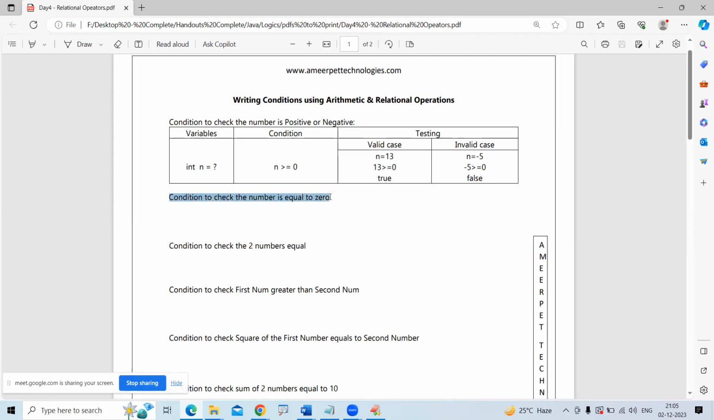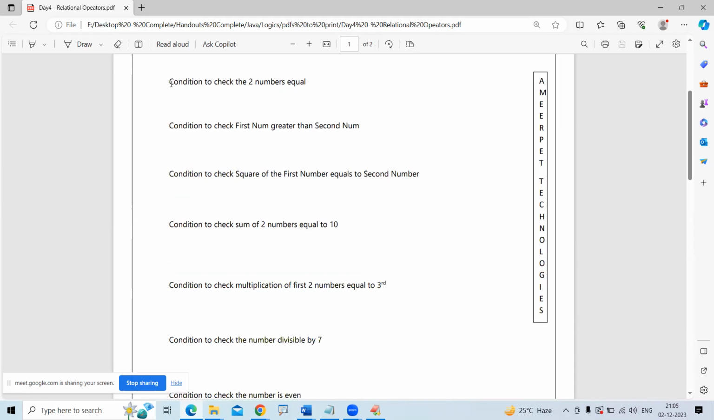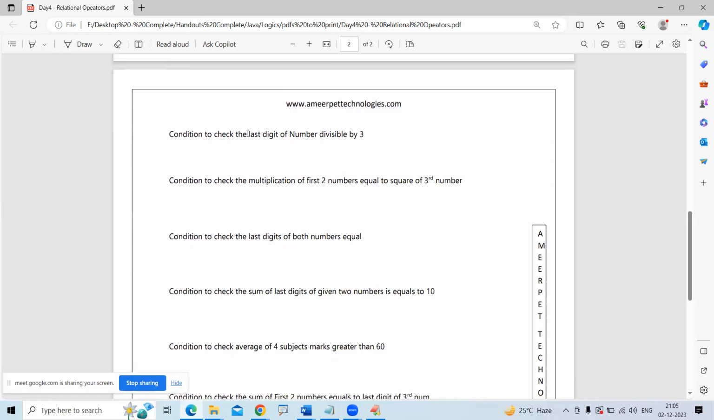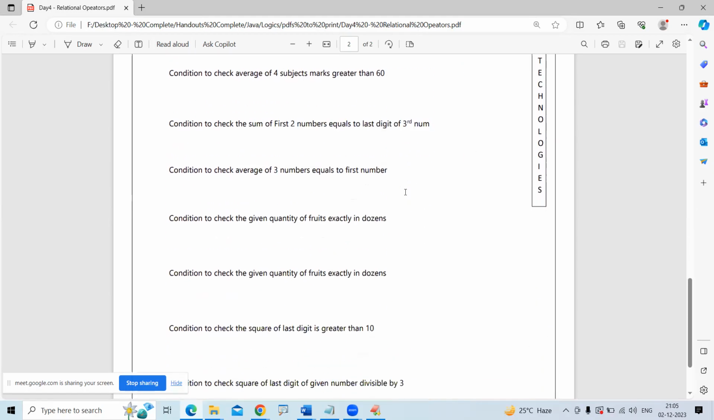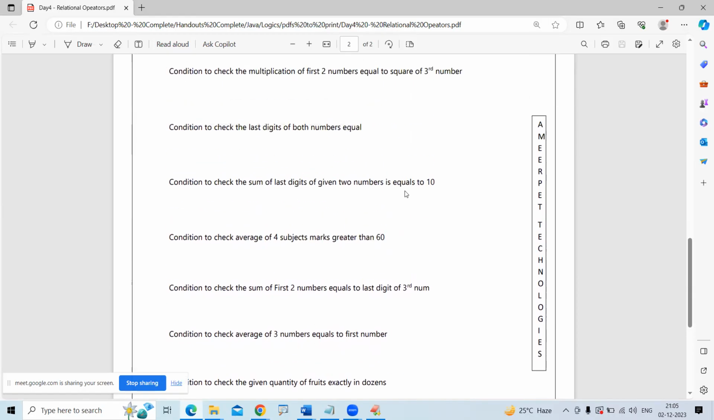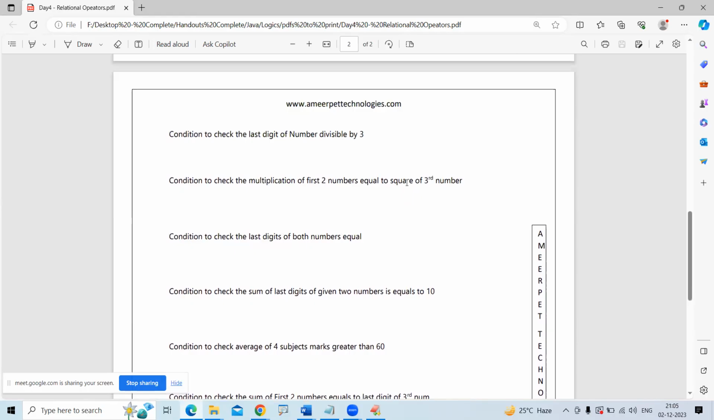Condition to check the number equals 0. Condition to check two numbers are equal. First number greater than second number. We have seen that already. All these: divisible by a number, divisible by 7, number is even, last digit is 0, last digit divisible by 3, multiplication of the first two numbers equals the square of the third number. So many questions are there. You just check all these questions, just try and answer. I'll share this document also. Please practice this, everyone.